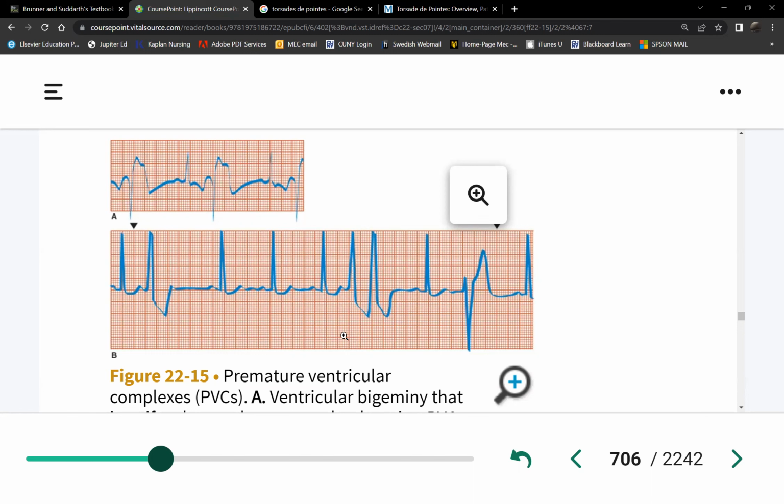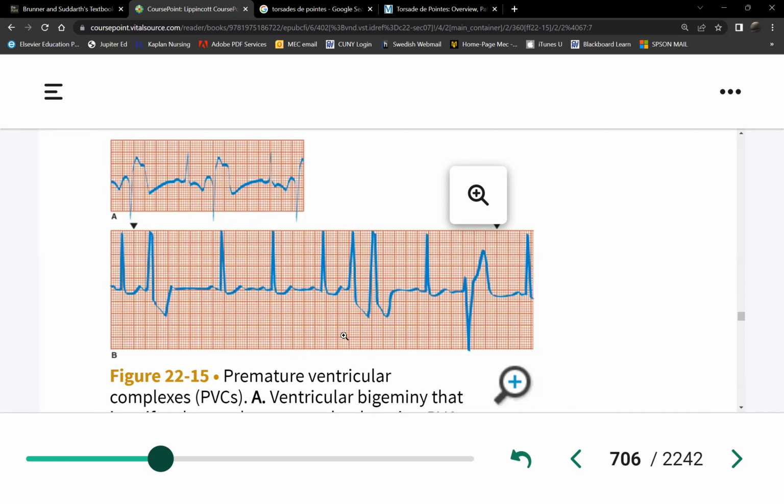So this one now, if you have a different looking PVC, we call it multifocal, meaning there's more than one source causing the PVC. Also, the first one, yeah, they look the same, like here, most likely caused by the same errant cell in the ventricle.